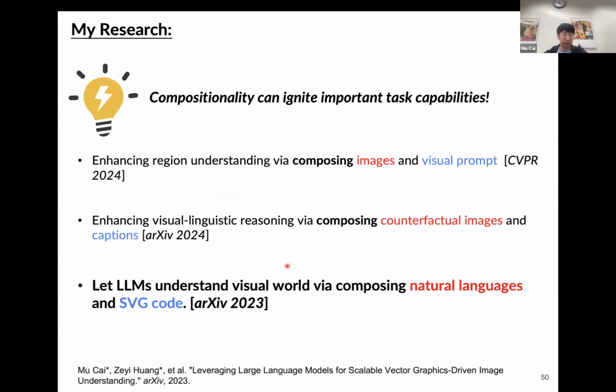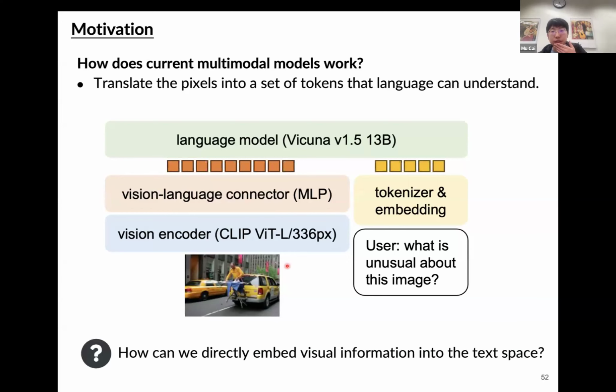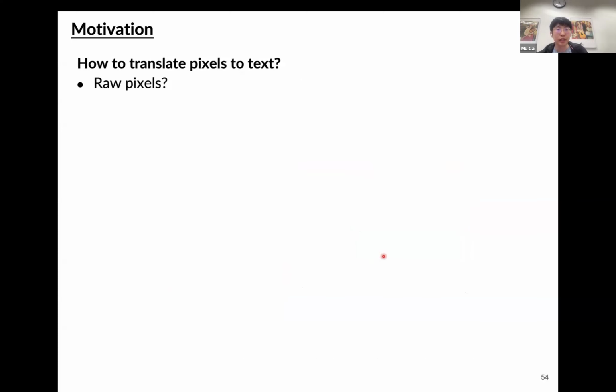Yeah, and those are my two previous works, and I will use 2 minutes to introduce my remaining works. The first one is: in order to build a vision language chatbot, can we discard the images? What I mean by discard is that we don't use the CLIP encoder, and we don't use such a connector. We directly transform the pixels into language.